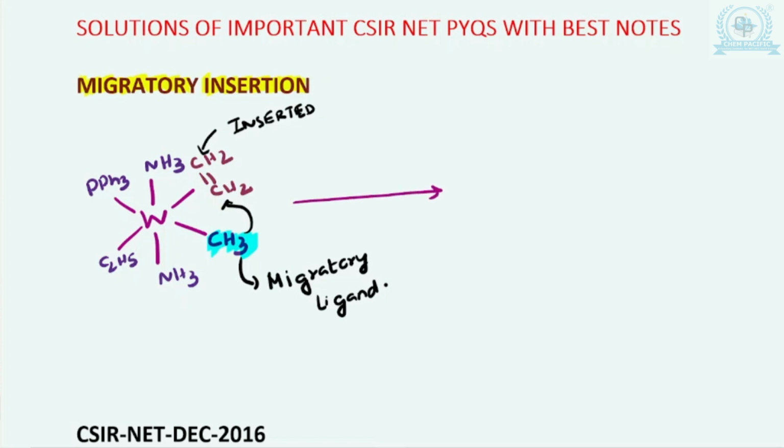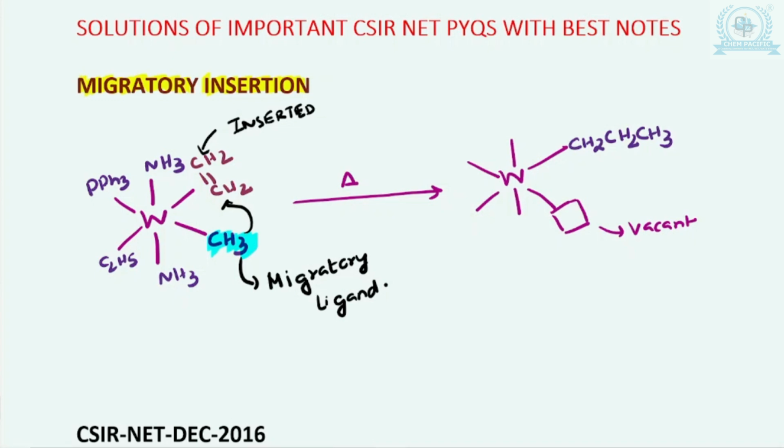So on heating, it will result in the formation of this. Since this is getting migrated, it will result in the formation of a vacant space. Now this will result in the formation of this. This will get inserted to this, and this CH3 group will get migrated. I hope you can easily visualize this. And this got inserted. So you will see that a lot of questions are actually coming on this concept. Therefore understanding the concept is very important.